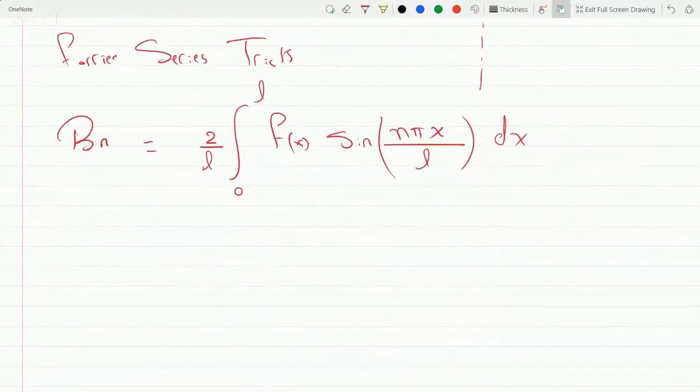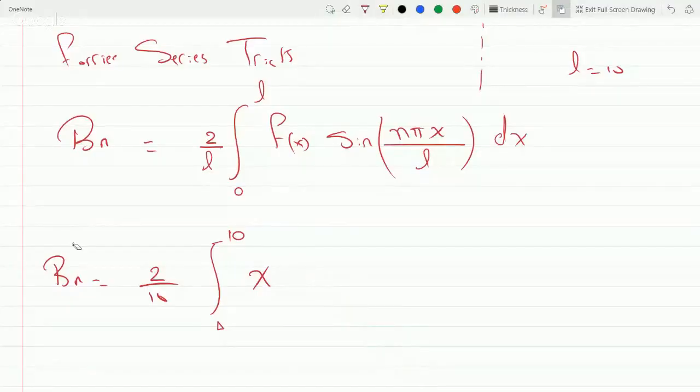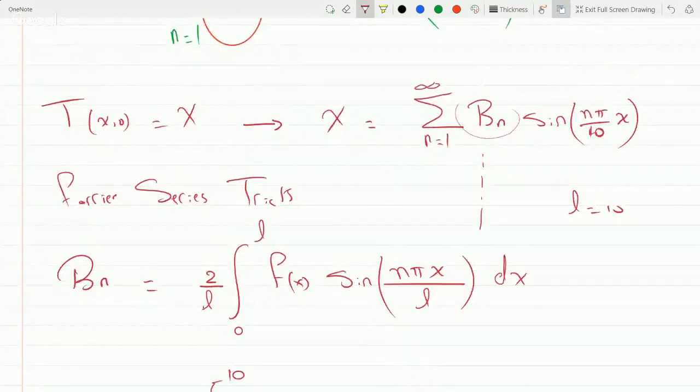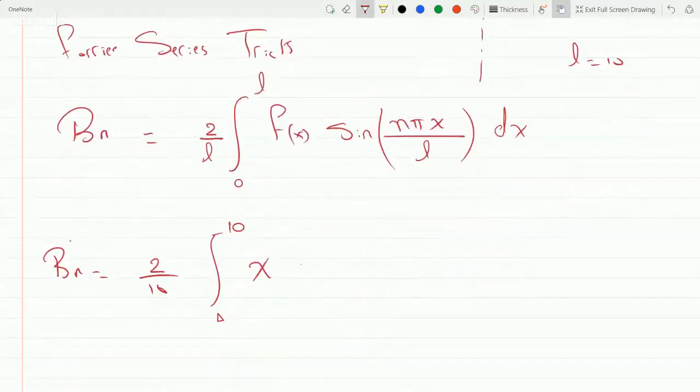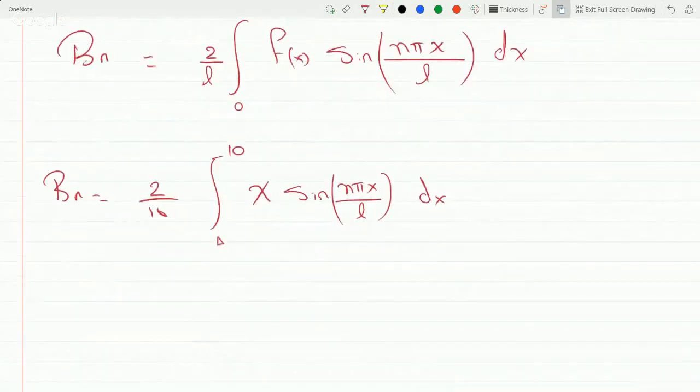Okay, so now plugging in the numbers, we will get bn equals, so L is 10 in our case. So this will be 2 over 10, integral from 0 to 10. f of x is just x, because the left hand side is x. So x sine n pi x over L dx, and L is 10.